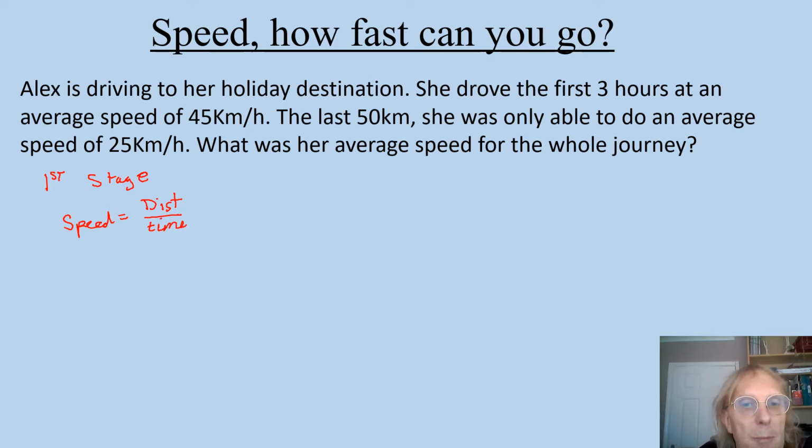So the speed on the first part was 45. The distance is what we don't know, but the time was 3 hours. So let's put the distance over 3. Now we've got 3 on the bottom. To get the distance on its own, we're going to have to multiply by 3. So 3 times 45 will equal the distance.